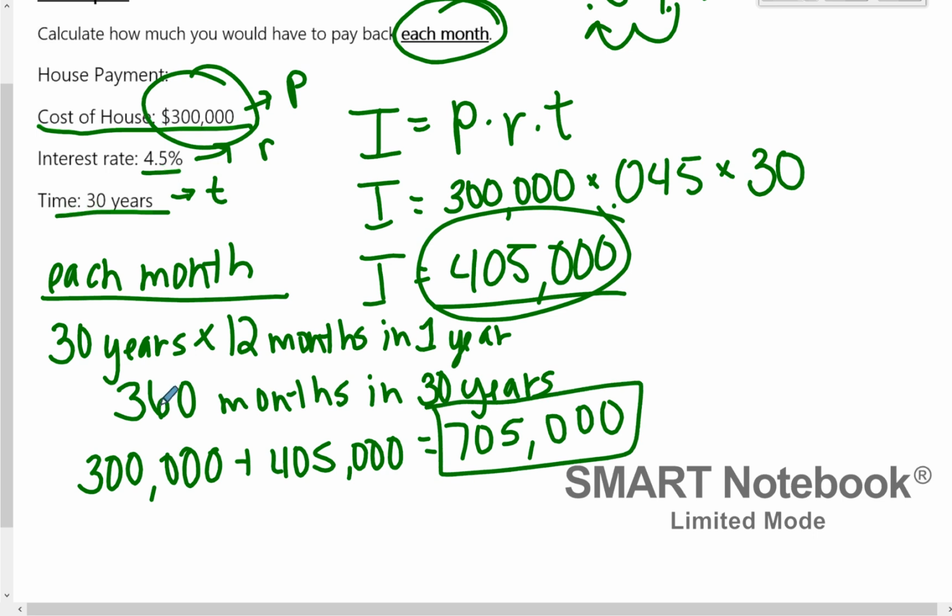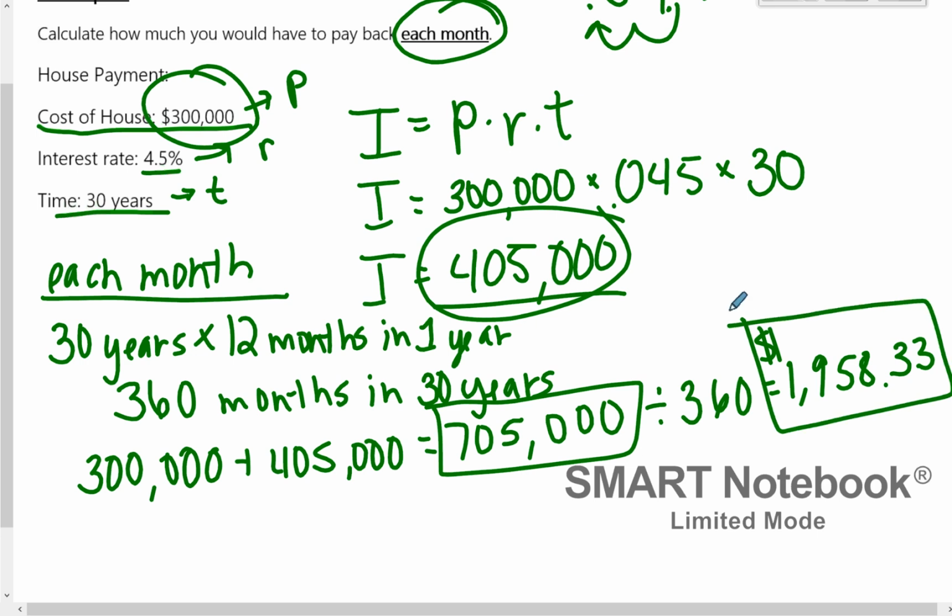Now, if I want the price for each month, I'm going to take this number and divide it by how many months I'm going to be paying it. Okay, because that's going to give me how much I have to pay for every single month of those 360 months. So I'm going to take 705,000 divided by 360, and I get 1,958.33 repeating, which I just keep the first two decimals. And that is going to be my monthly payment, okay, just on my house.